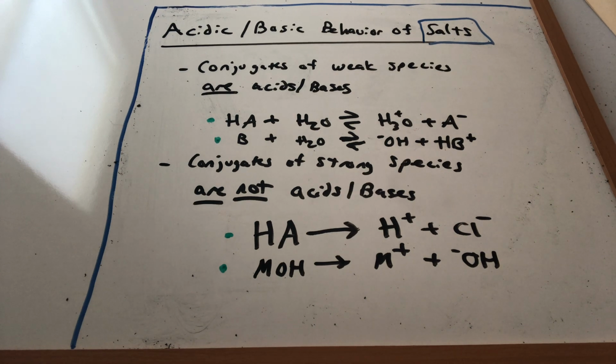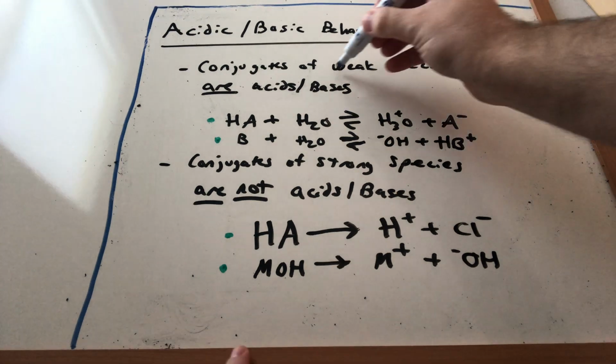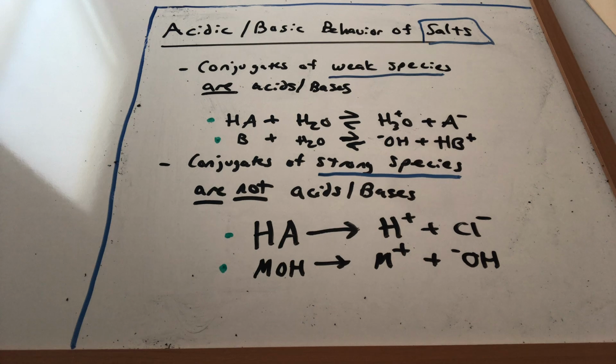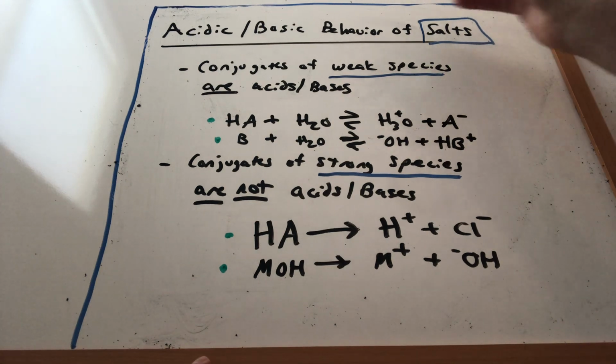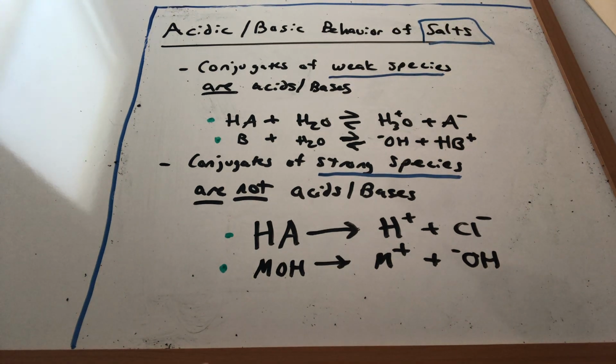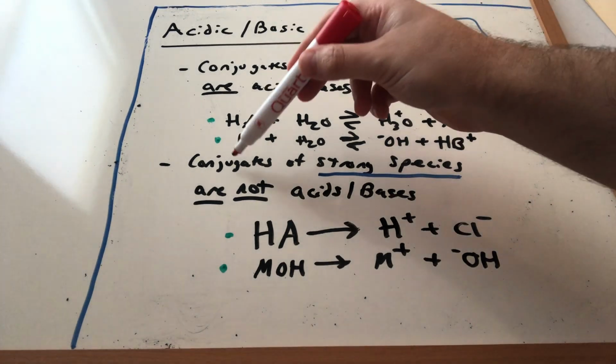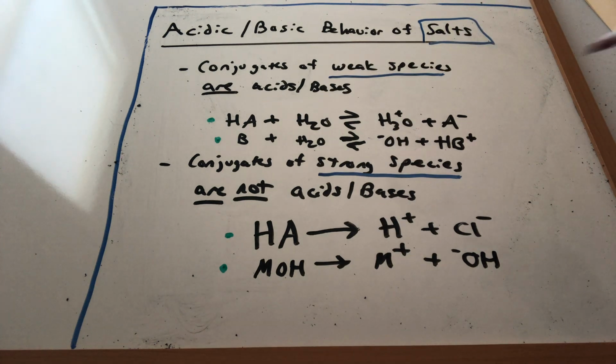It starts again with understanding that weak species behavior and strong species behavior differ. And because the species behavior differs, the conjugate behavior differs as well. It turns out, and until you see it, it's kind of hard to see, that salts are made of conjugates. So if we understand how the conjugates behave for weak species, and for strong species, then we'll understand the acidic and basic behavior inside a salt.